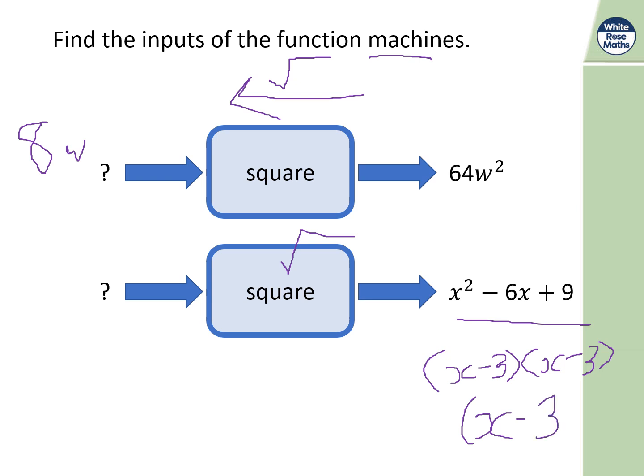Being very careful here, if I take the square root of this, it's just going to leave me with x minus 3, because the square root and square are what we call inverse operations. If you square root something squared, then the square and the square root just cancel each other out.